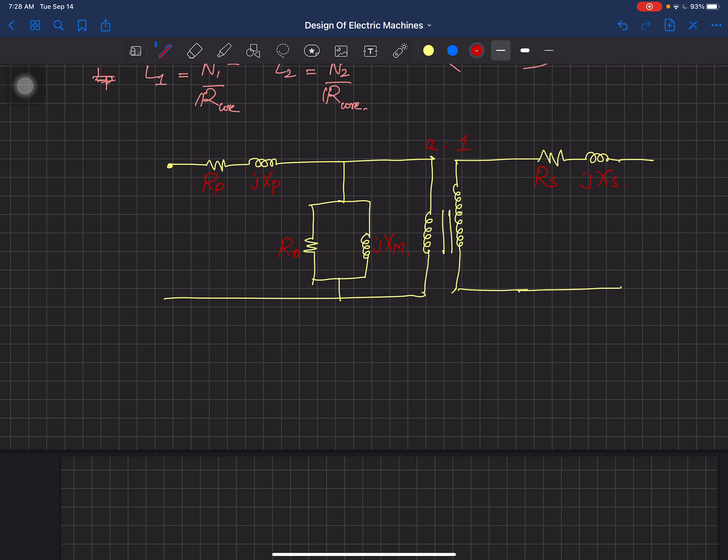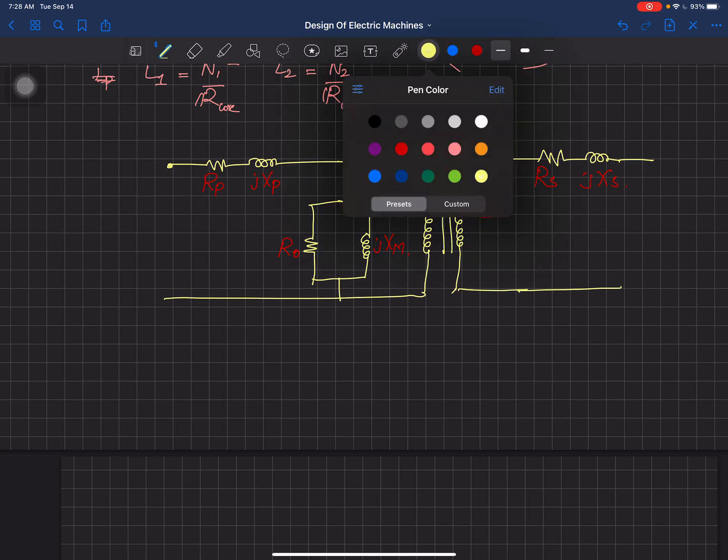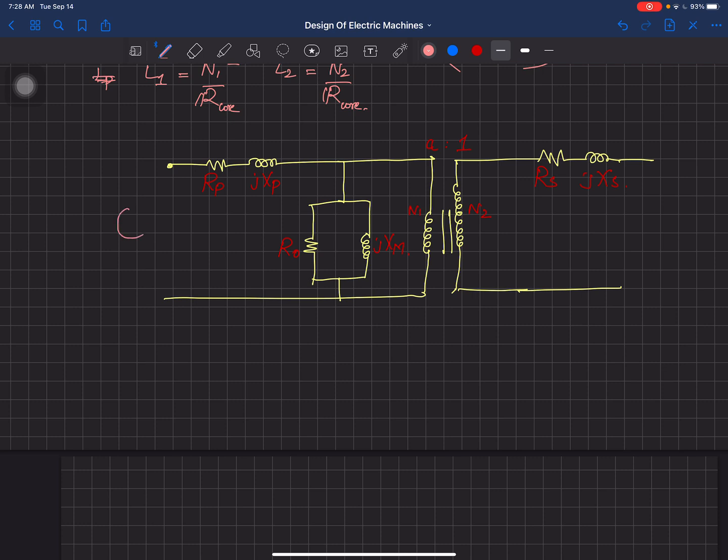Okay, what was A? You can take it as N1 over N2. So this was the number of turns over here, N1 by N2. So if I mark it now, maybe with some other color over here. So if you are going to connect a source over here, this source is going to be connected over here. The current that is flowing over here, I can call it I1. This current, if the load is not connected, is going to be I0.